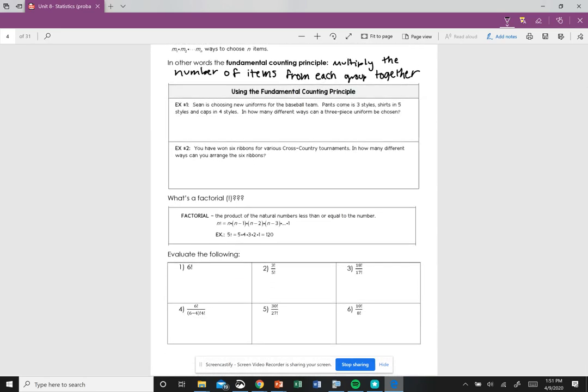So Sean is choosing new uniforms for the basketball team. Pants come in 3 styles, shirts in 5 styles, and caps or hats in 4 styles. In how many ways can these 3-piece uniform be chosen? So we can either write it all out in that tree diagram like I was doing above, or you can just remember our fundamental counting principle, which says we take 3 times 5 times 4. Which if we do 3 times 5, that's 15. 15 times 4 is 60. So there are 60 different uniforms.